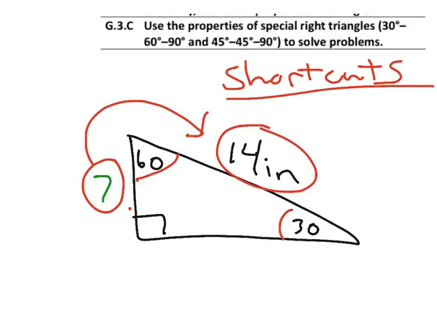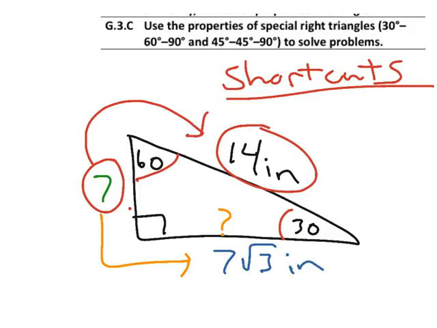And then what do you do to that shorter leg to get the length of the longer leg? Well, you take that and you multiply it by the square root of 3. So there you have it. It's 7 root 3 inches long.